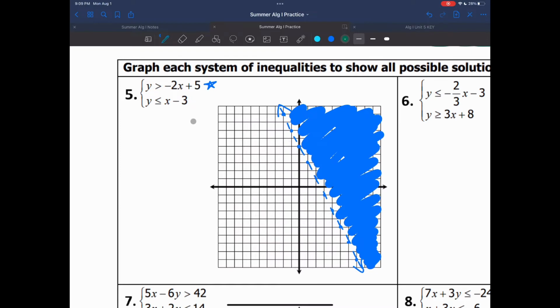All right, so let's graph our second line here. Negative 3, let's graph that point first. And then we have a slope of 1, so that just means we're going up 1, right 1, up 1, right 1, and we continue that.